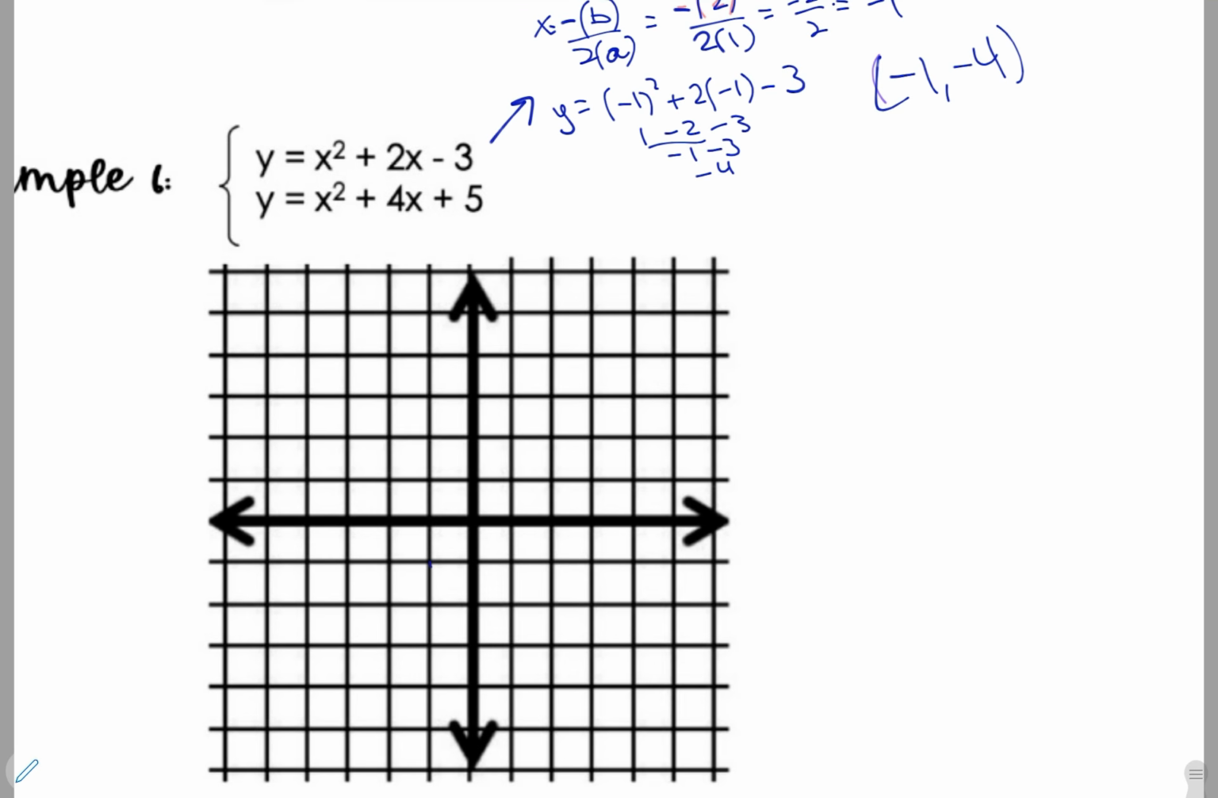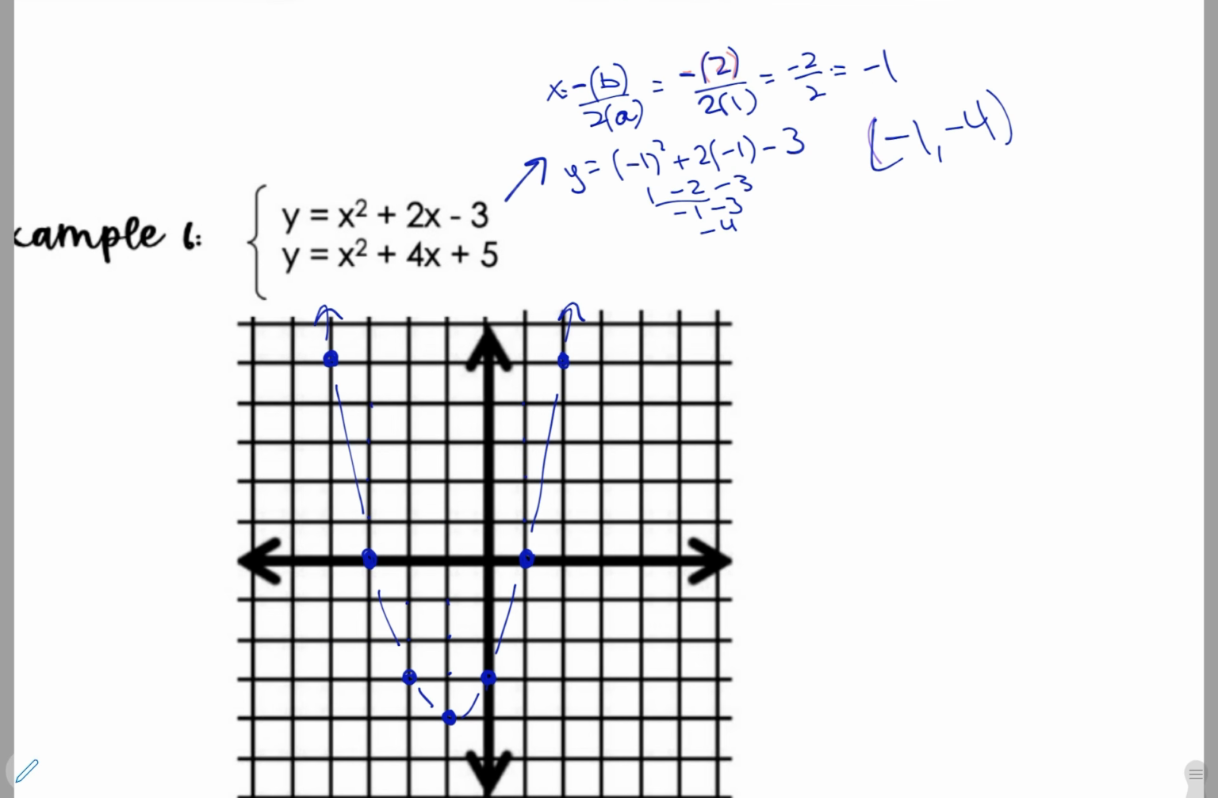Negative 1, negative 4, 1, 2, 3, 4. Then we're going to do this up 1 over 1, up 3 over 1, 1, 2, 3, 4, 5, up 5 over 1, up 1 over 1, up 3 over 1, up 5 over 1. If you can't find these points by following the motion, you need to use a calculator and create a table.